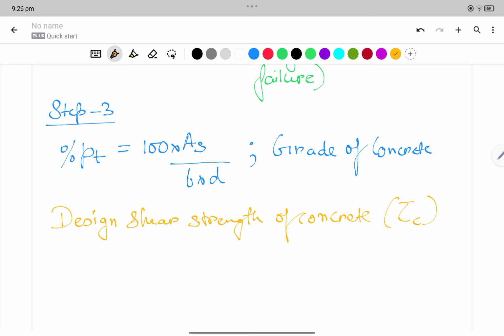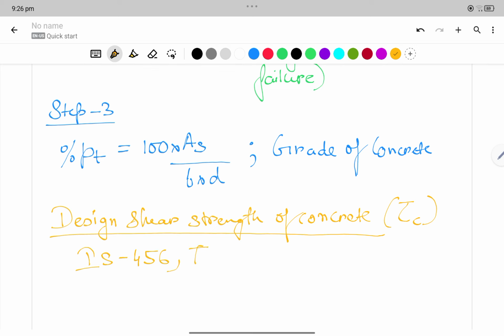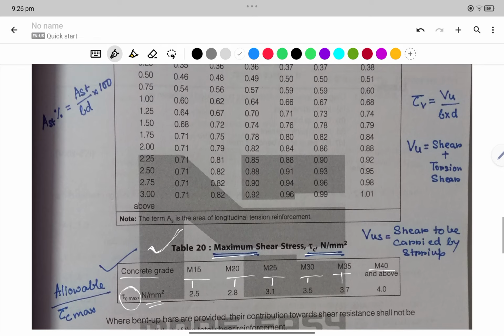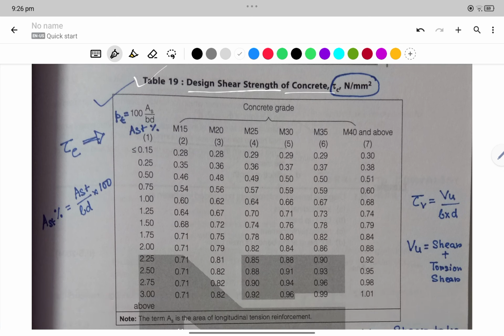So we will get this design shear strength of concrete from IS 456 table number 19. So let's see. This is table number 19, design shear strength of concrete tau c. It depends on two things: one is percentage of steel and the other is grade of concrete.